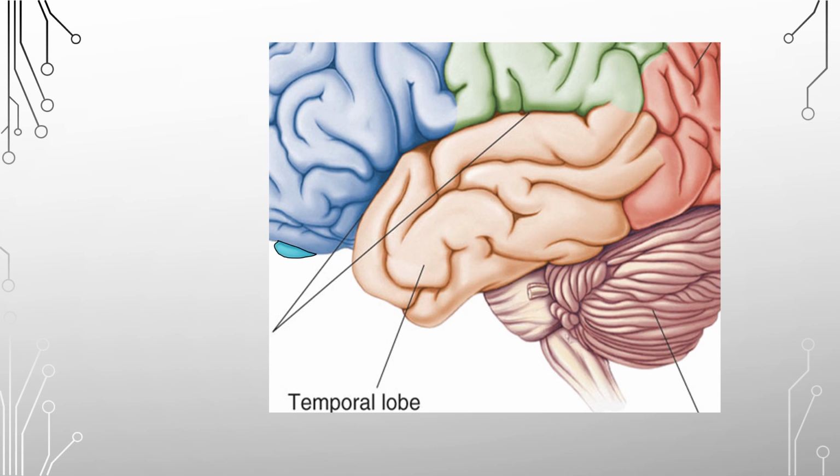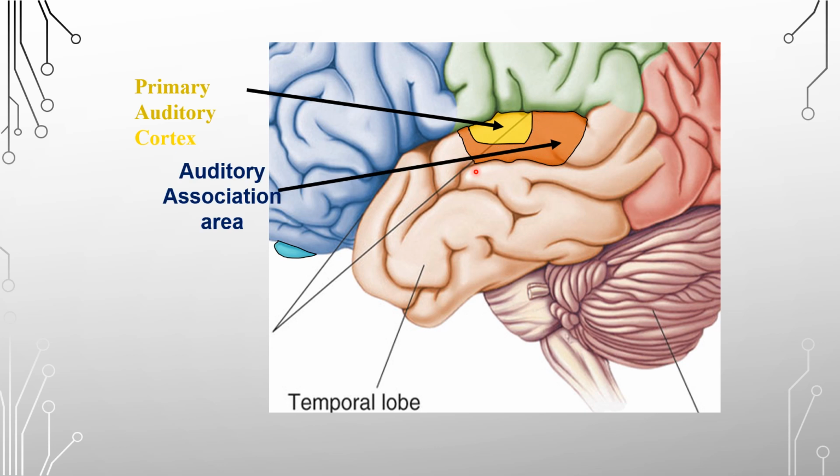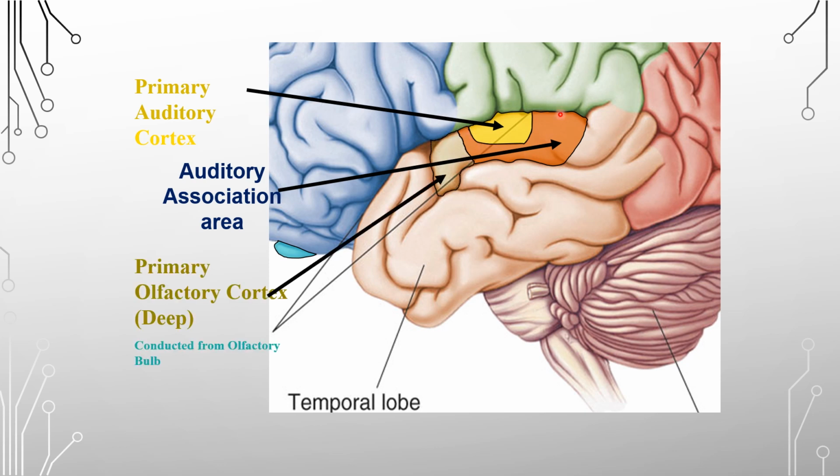The temporal lobe lies below the lateral sulcus. Here you can see this is the lateral sulcus and this is the temporal lobe. So this is the primary auditory area, and this is the auditory association area, and this is the primary olfactory area.